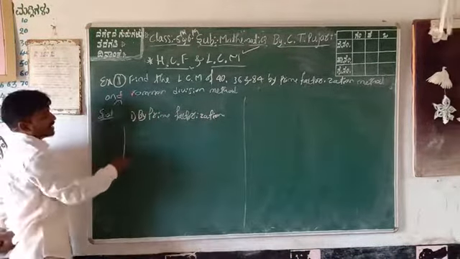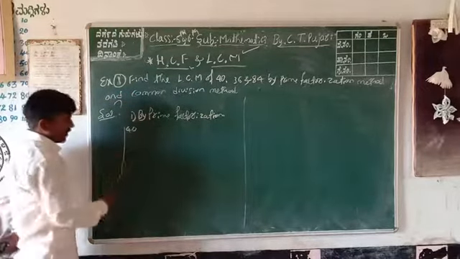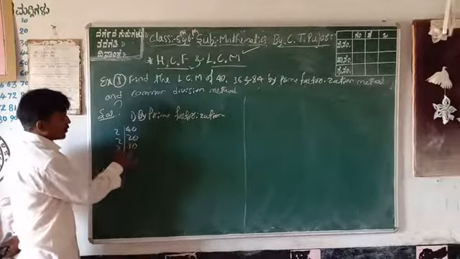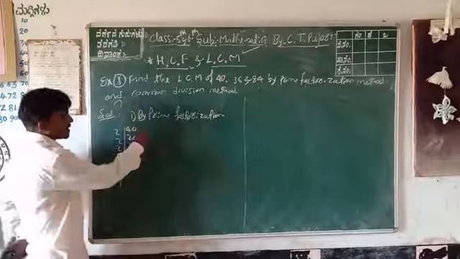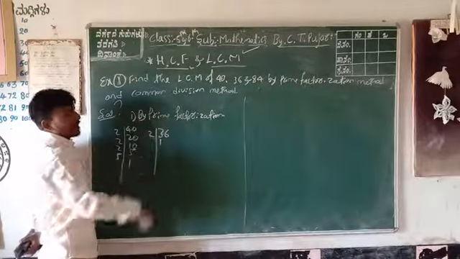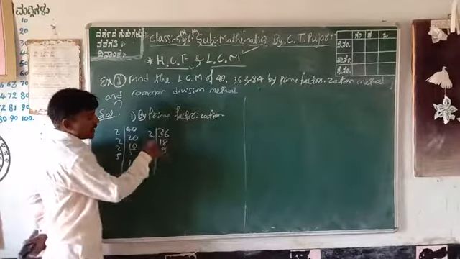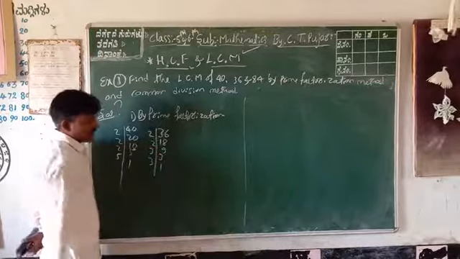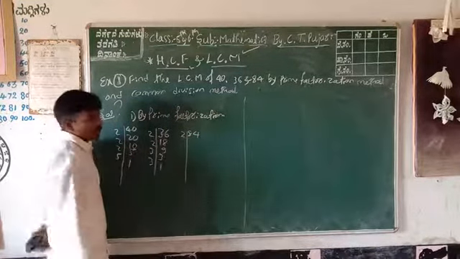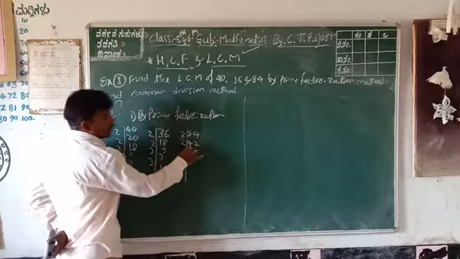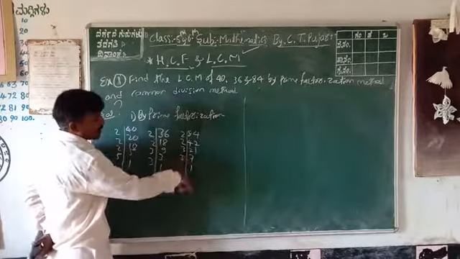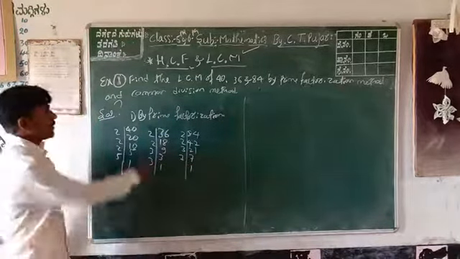Prime factorization method. Therefore, the given numbers are 40, 36 and 84. You can find the factors of 40: 2 twenties are 40, 2 tens are 20, 2 fives are 10, 5 ones are 5. These are our factors. Next, 36: 2 eighteens are 36, 2 nines are 18, 3 threes are 9, 3 ones are 3. Next, 84: 2 forty-twos are 84, 2 twenty-ones are 42, 3 sevens are 21, 7 ones are 7. These are all our factors by prime factorization.